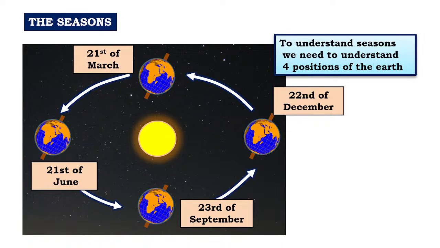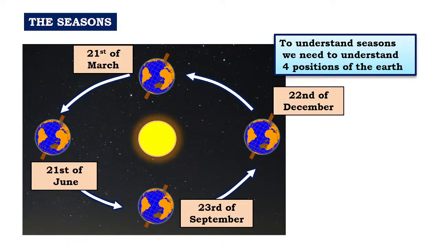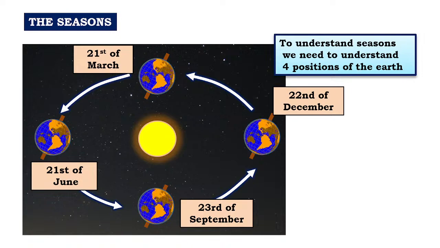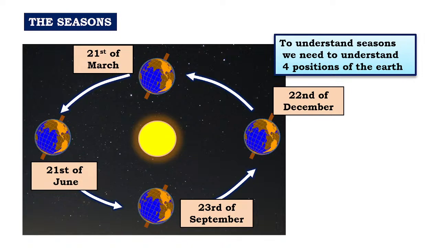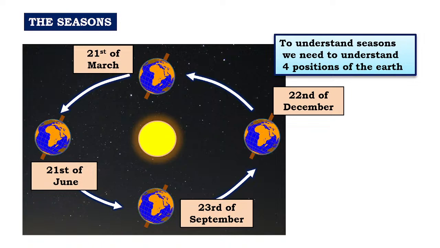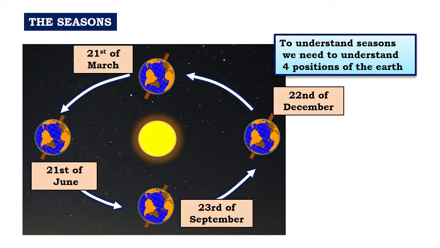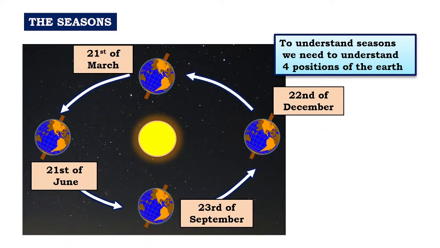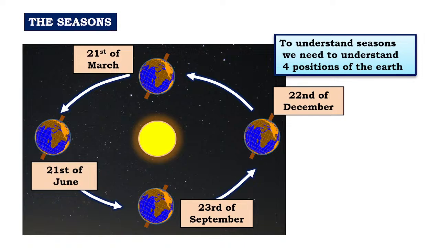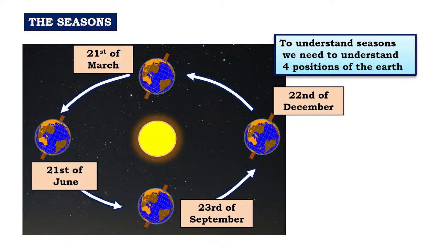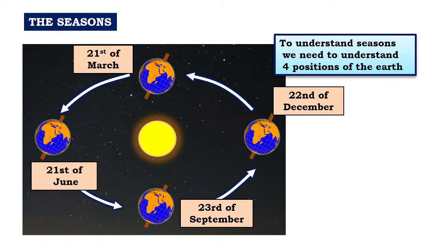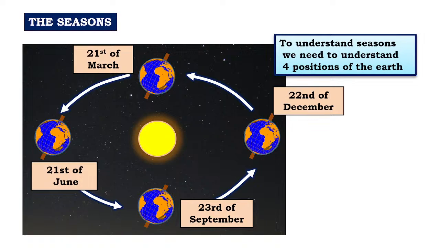Remember one thing, 21st June is the lengthiest day in the northern hemisphere, and in the southern hemisphere this is the lengthiest night. The 22nd December is the lengthiest night in the northern hemisphere and the lengthiest day in the southern hemisphere. So take your notebook, take a fresh page and draw this diagram quickly. Make it on a big page, try to draw these four positions of the earth and write down these important dates quickly.